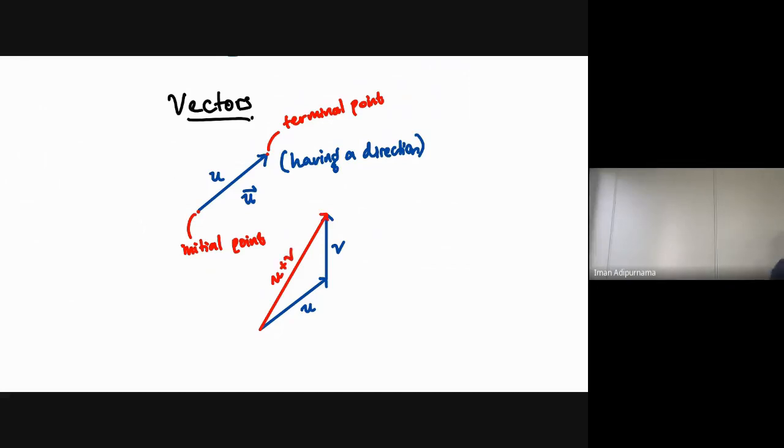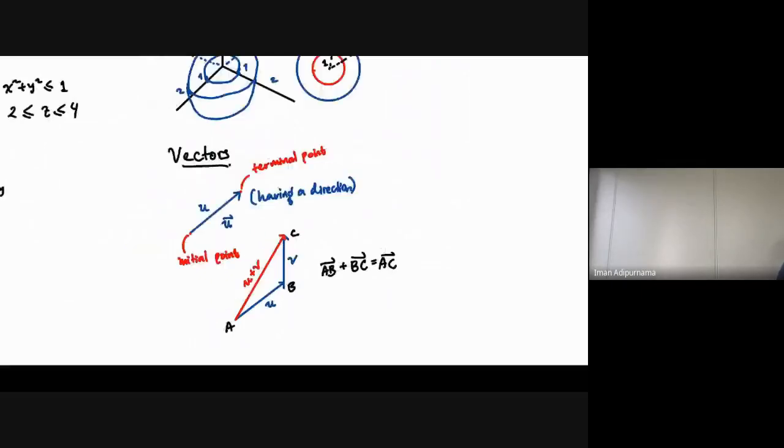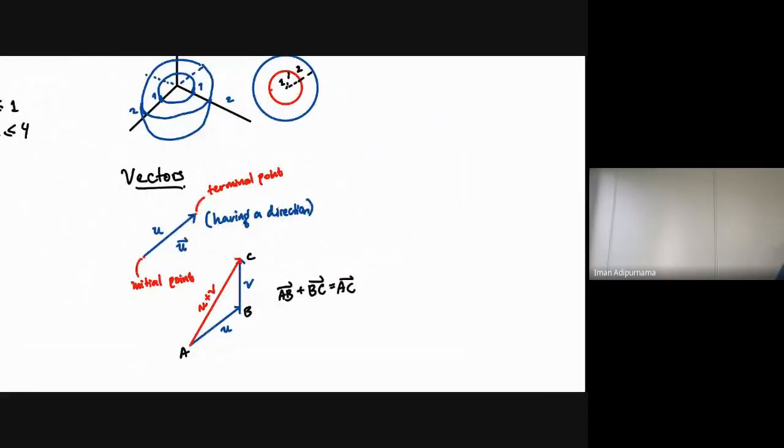Or maybe if you want to have a point, so from A, B, and C, you can also rename A, B, C in terms of vectors. It becomes AB plus BC, right? And it becomes AC. Usually we call this the triangle law for vectors, but the name is not really important. As long as you know the applications, that's okay.